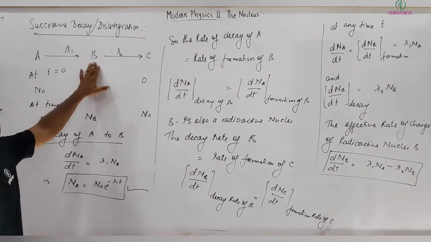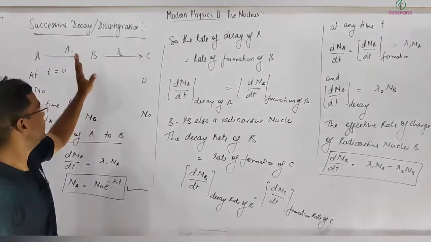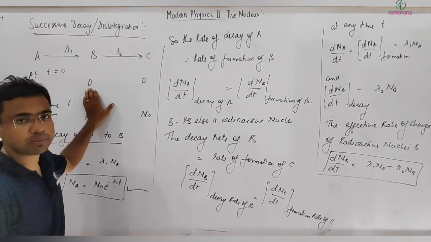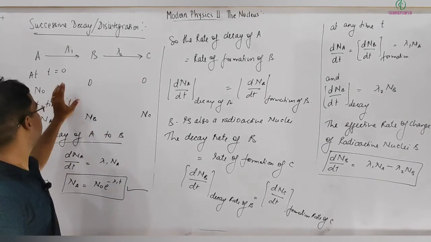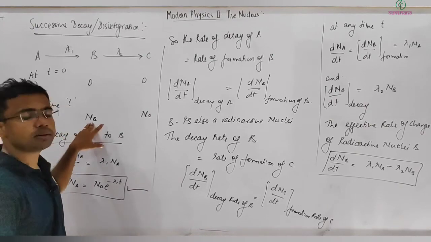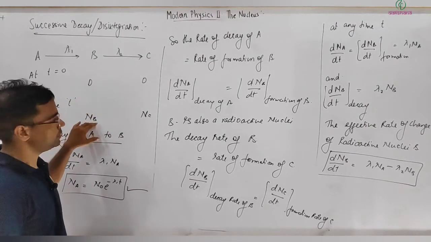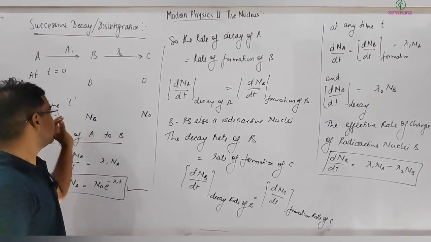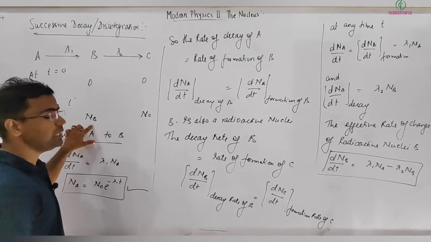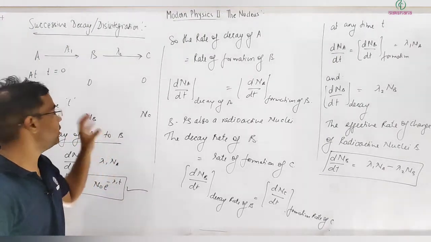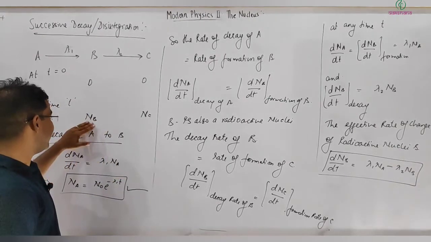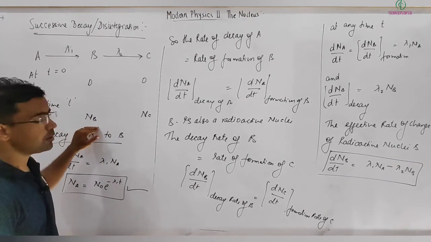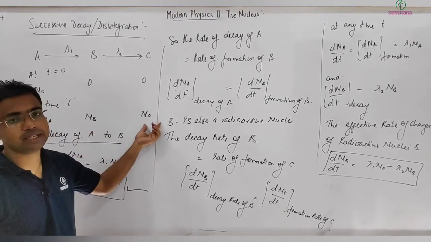A decaying to B. B itself is not a stable nucleus. So initially B has 0 number of nuclei. There is no formation of C initially. After some time, let's say NB is the number of nuclei of B that has formed. Actually, this NB I am writing is the net number of nuclei of B at time t. By that time more nuclei have formed, and some might have decayed to C.